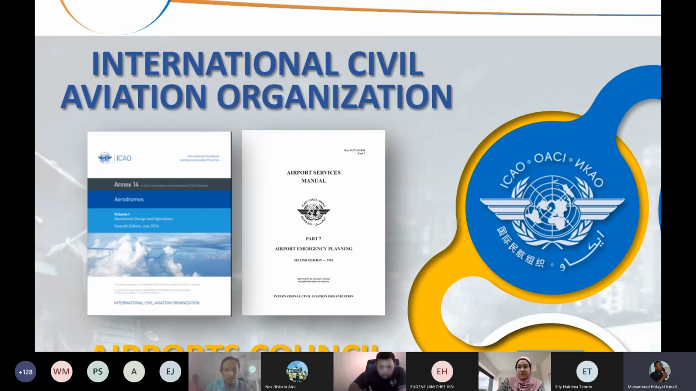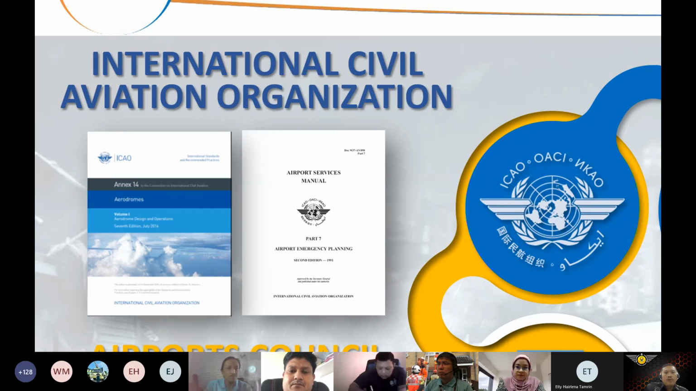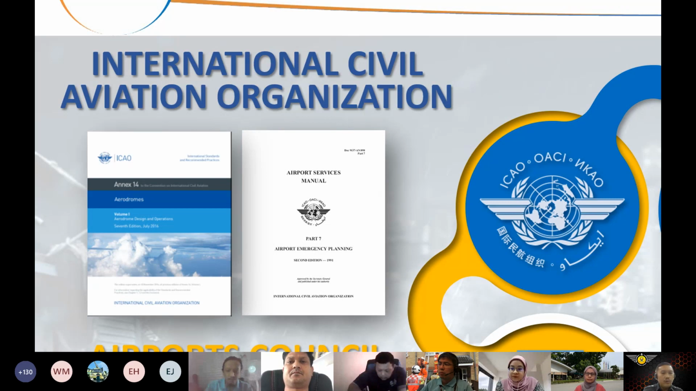So regarding aerodrome emergency exercise, it's stated in ICAO Annex 14, Aerodromes Volume 1, Aerodrome Design and Operation. It has also been elaborated in detail in the ICAO Airport Services Manual Doc 9137, Part 7, Airport Emergency Planning. So if you want to refer to the details of how we organize any exercise at any airport, we can refer to these two documents.